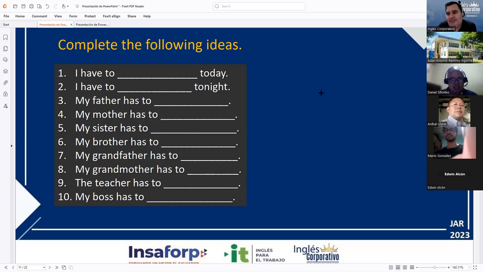My grandfather is in heaven. But imagination, no? My grandfather has to... What does he have to do? He has to go to bed early. And my grandmother has to go to bed early too. The teacher has to prepare the class. My boss has to give me instructions of what to do, okay? So this is about me.